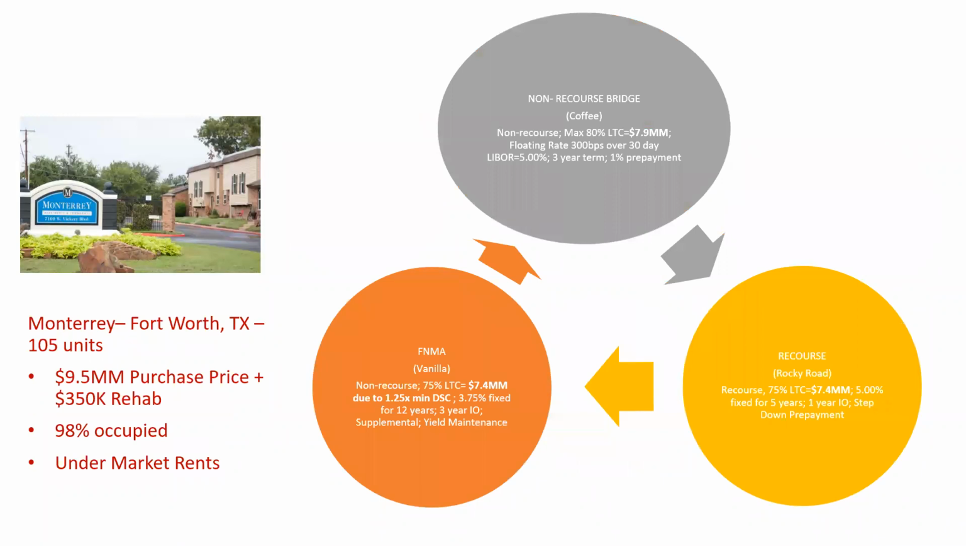So let's go to the next one. Monterey, this was a deal in Fort Worth, 9.5 million purchase, 350,000 in rehab. It was under market rents. So let's go through the options. So on the vanilla side, Fannie Mae, they were 7.4 million, 1.25 debt service, just under 4% interest rate, 3 years IO. They could not do Freddie small balance on this one because Fort Worth is considered a standard market. They are max loan on SBL. Freddie SBL is 6 million. And so they couldn't do Freddie SBL on this one.